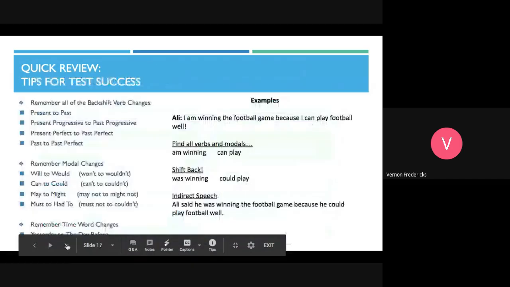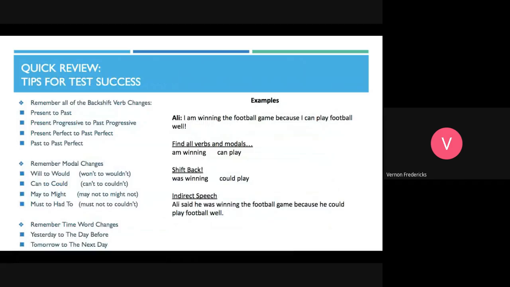Okay, quick review. Tips for test success. Remember all of the backshift verb changes: present to past, present progressive to past progressive, present perfect to past perfect, past simple to past perfect. Number two, remember modal changes: will to would, can to could, may to might, must to had to.